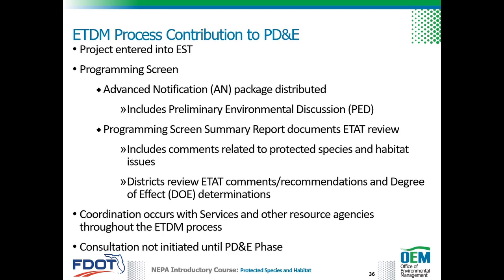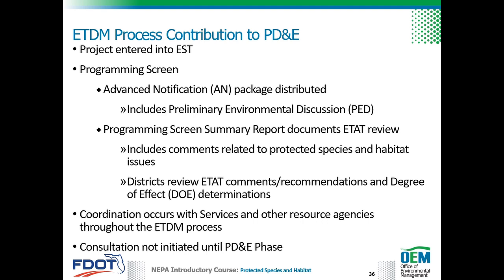For projects qualifying for EST screening, the proposed project is entered into the EST. The Advanced Notification, or AN, package may be distributed as part of the programming screen in the EST and includes a preliminary environmental discussion, or PED. Protected species and habitat information is included in the PED, reflecting the district's initial consideration of the project's potential involvement with protected species and habitat resources. The PED should also identify the location of federally designated critical habitat and provide a description of how protected species and habitat are to be evaluated in the PD&E study. The AN may also include a list of permits and a list of technical studies that may be needed.